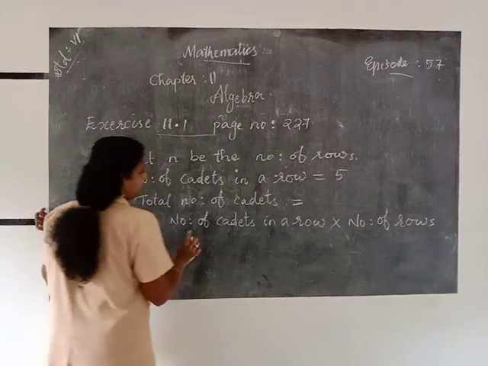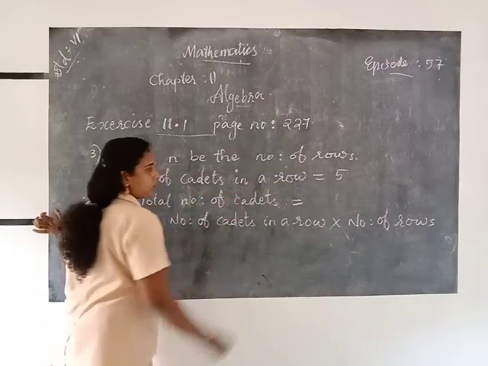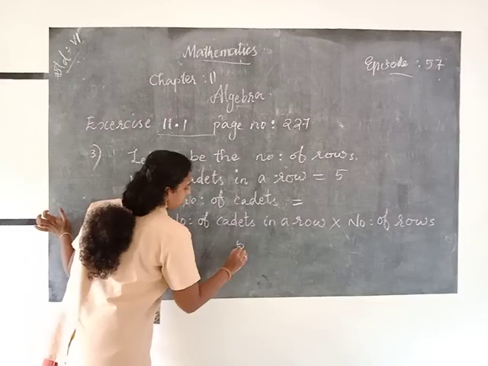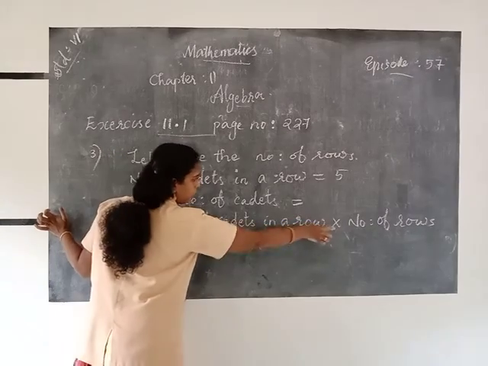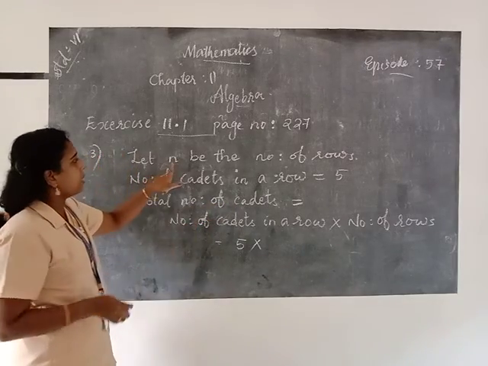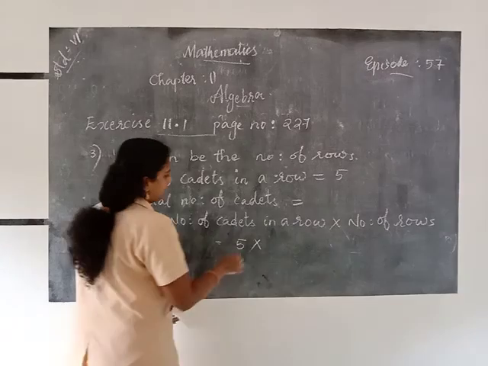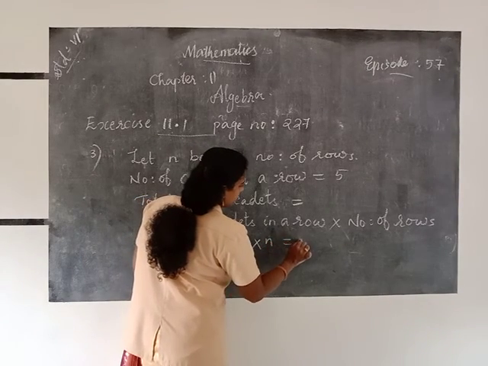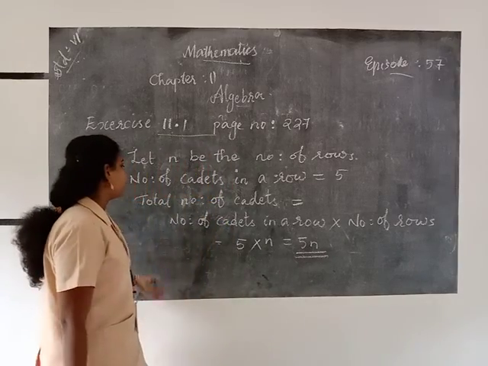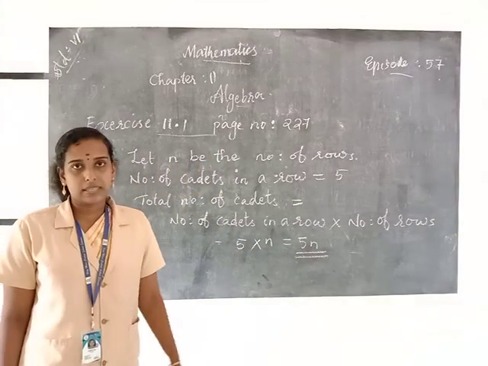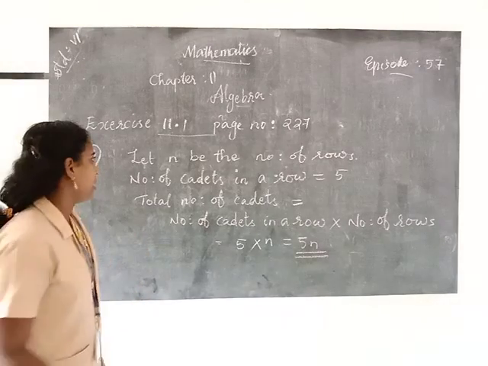And here the number of cadets in a row is equal to 5. So you write 5 into number of rows. Here N is the number of rows, so the number of rows is equal to N. So 5 into N, that is equal to 5N. So 5N is the rule to find the total number of cadets. Understood? Then the next question.